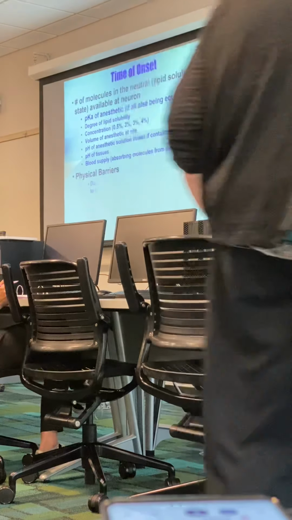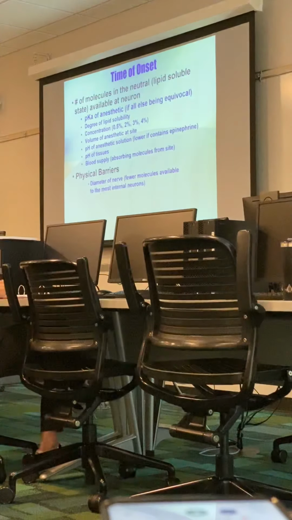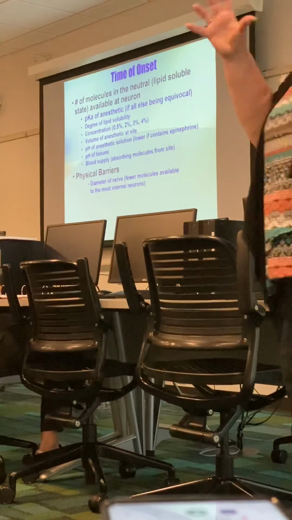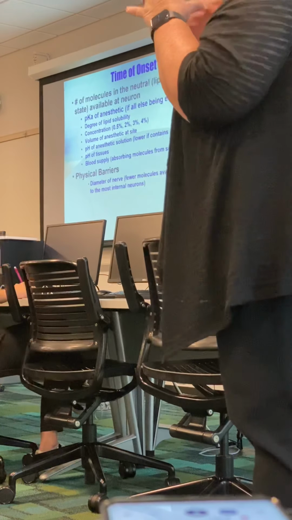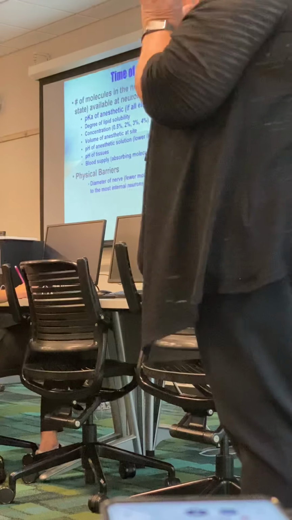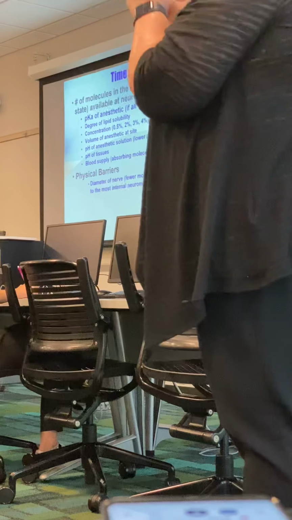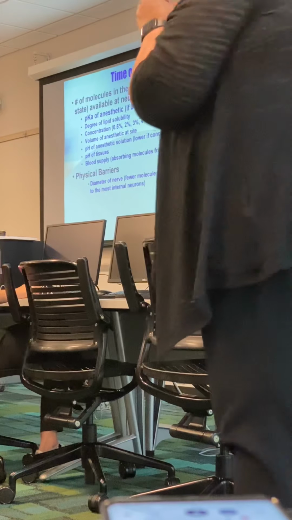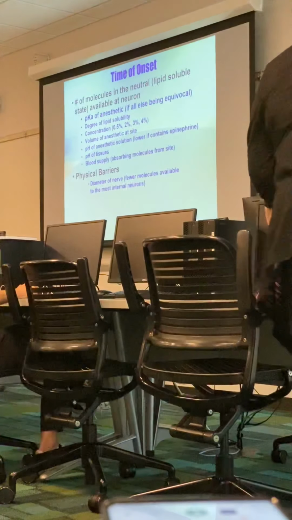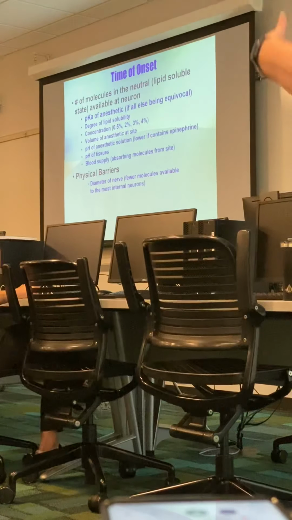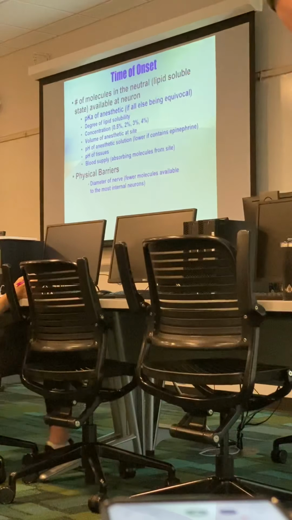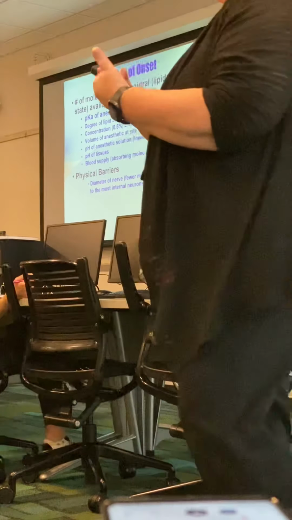And then physical barriers as well. If you have a large diameter nerve, then you need a lot more of that anesthetic to be able to get all the way to the inside, those inner neurons. So you may be anesthetizing the outside neurons, but not reaching the inside ones. So with that diameter, you would end up having to give more solution in order to get enough anesthetic to reach those inner neurons.